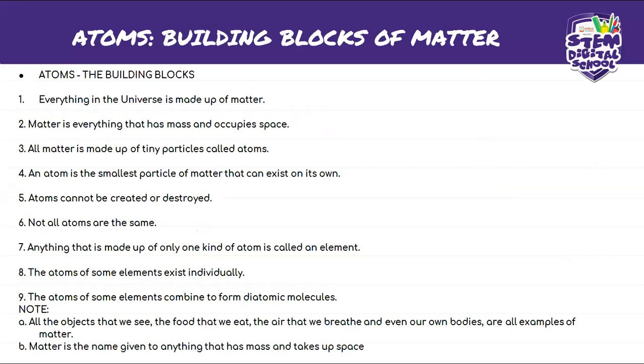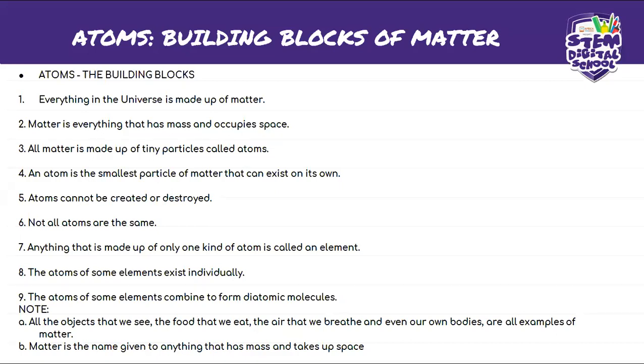Now let's look at the atom, the building blocks of matter. Everything in the universe is made up of what? Matter. The tables you see, the trees, the water, the rocks, the mountains, the animals, in fact, living and non-living things, they are made of matter. Matter is everything that has mass and can occupy space. All matter is made up of tiny particles called atoms. An atom is the smallest particle of matter that can exist on its own. Atoms cannot be created or destroyed.